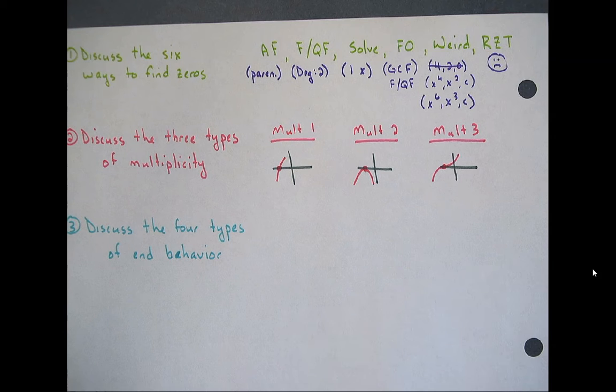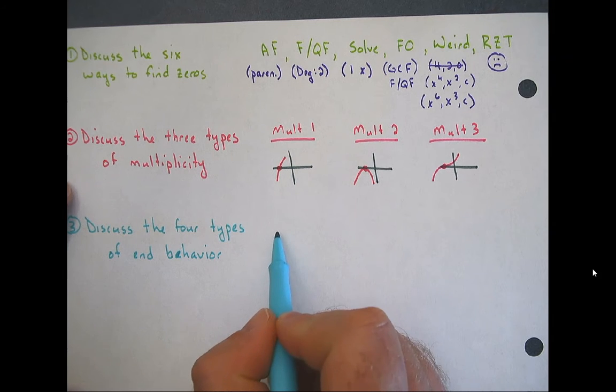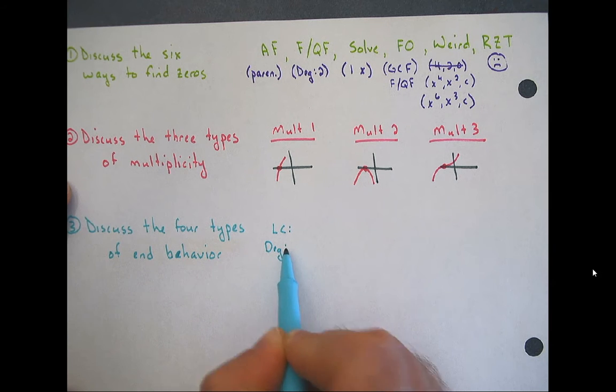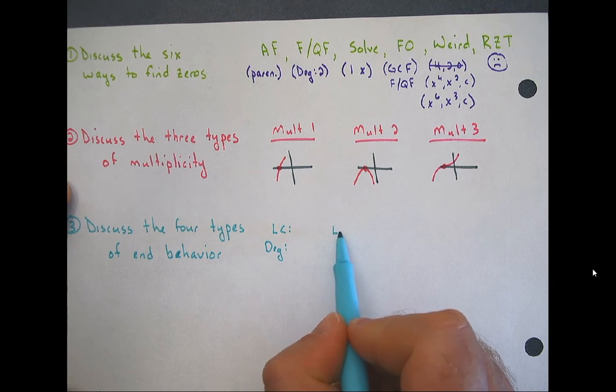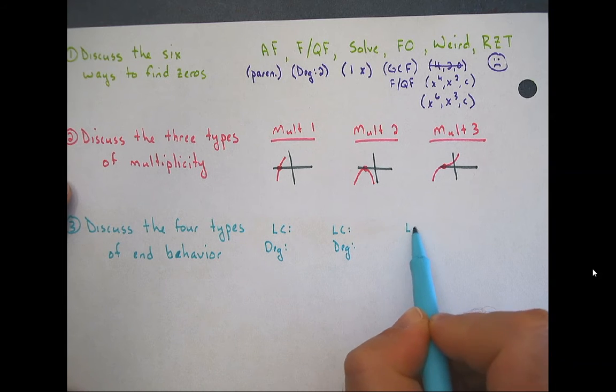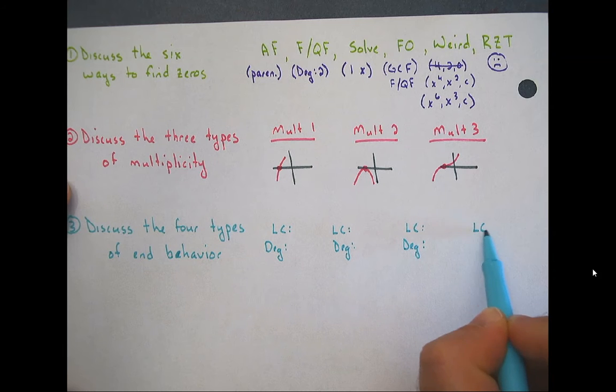And then discuss the four types of end behavior. So end behavior is based on two things. We always need to look at the leading coefficient, and then we need to look at the degree. Leading coefficient and degree.